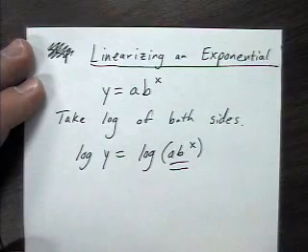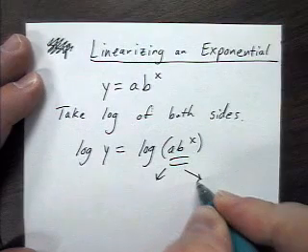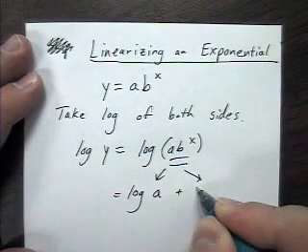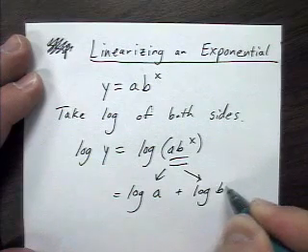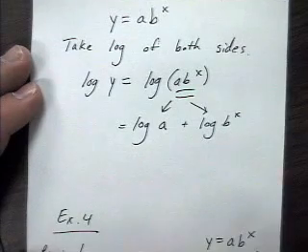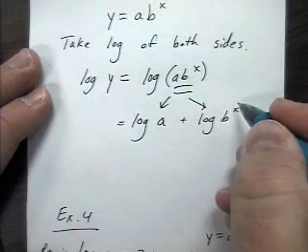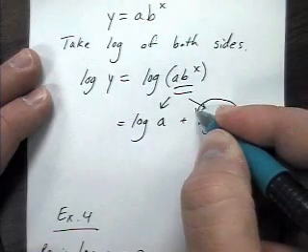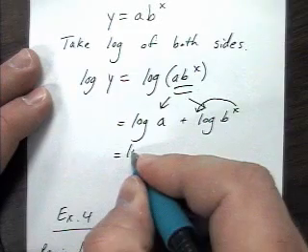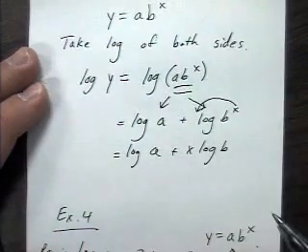Well, I can see that there's a product right there, a times b to the x. So the first thing I'm going to do is break it up using my log properties, log a plus log b to the x. Well, this is an exponent. In order to be in expanded form, we need to move that down in front. So that would give me log a plus x log b.